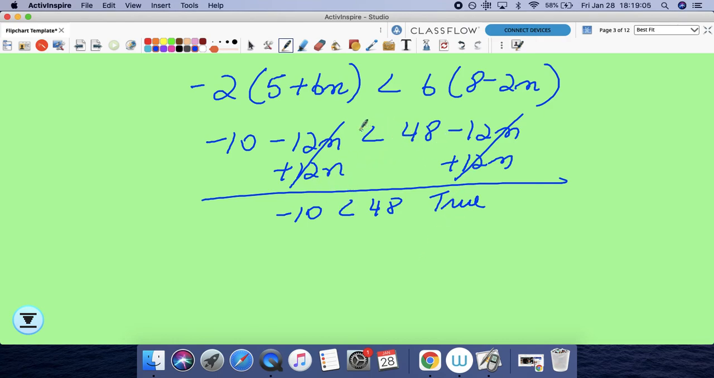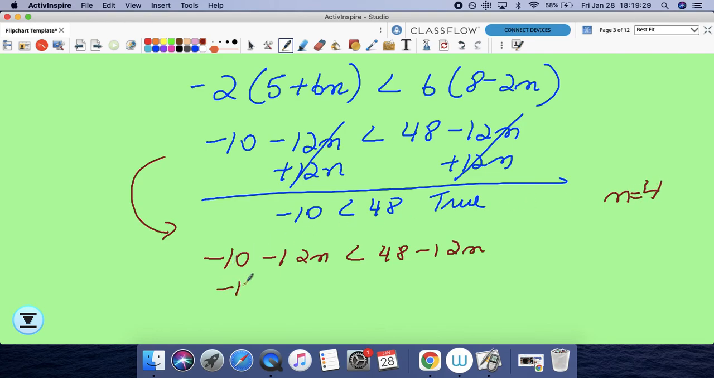Now, think about it. Does it matter what value I substitute n with? Well, this will always be true. Let me just rewrite this line over here again. Negative 10 minus 12n less than 48 minus 12n. So let's pick a value for n. Let's pick 4, I'm making that up. Let's replace n with 4 on both sides. Here I get negative 10 minus 12 times 4, and 12 times 4 is 48. So on the left side, I get negative 58.